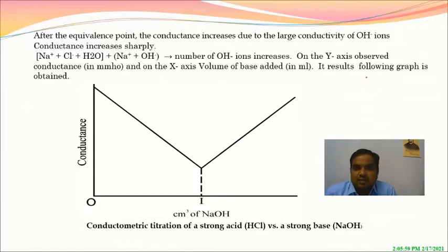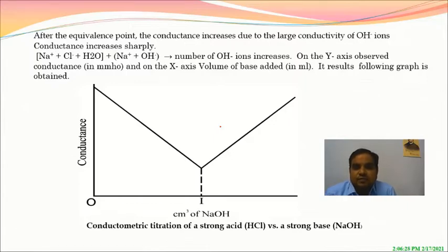Na plus, Cl minus ions, and the water molecule; as the number of OH minus ions increases, on the y-axis we plot the observed conductance and on the x-axis the volume of the base added. It results in a graph. From the graph we are going to get a V-shaped graph. The conductance values are taken on the y-axis, and the volume of sodium hydroxide is taken on the x-axis.